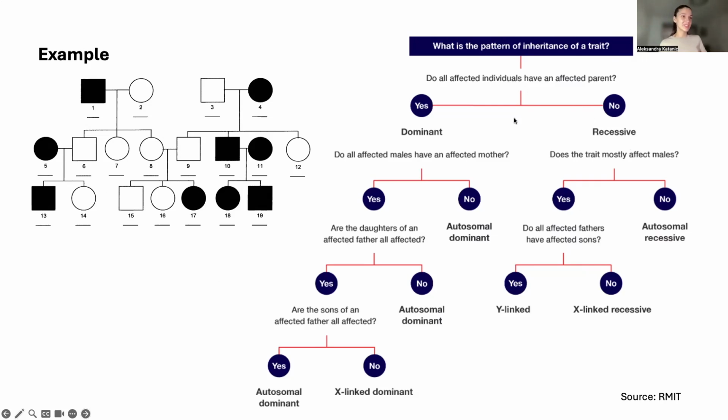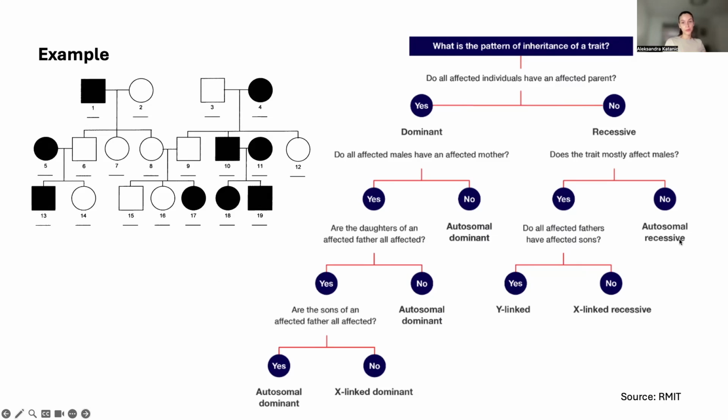Let's continue with the decision tree. I just want the cogs to be turning. Don't just use the decision tree and neglect to learn about it yourself. All affected individuals do not have an affected parent. The answer is no. So recessive. Does the trait mostly affect males? One, two, three, four males. One, two, three, four, five females. Pretty even spread, right? So the answer is no.